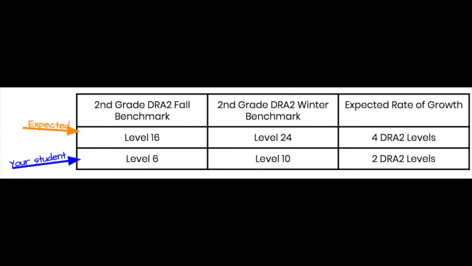Let's take a look at that last one in more detail. Is the student below benchmark and below expected rate of growth? Here's an example. In this chart, the student is below benchmark and is not making the expected growth of 4 DRA2 levels from fall to winter. If Tier 2 and Tier 3 interventions have been in place, this may be where we look to suspected disability and move towards an AEA evaluation.